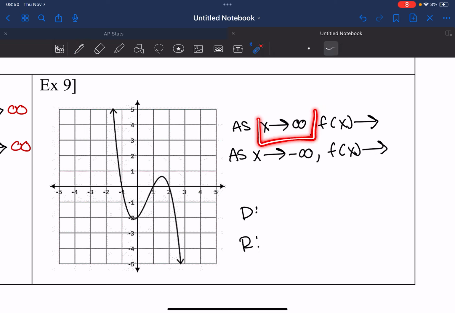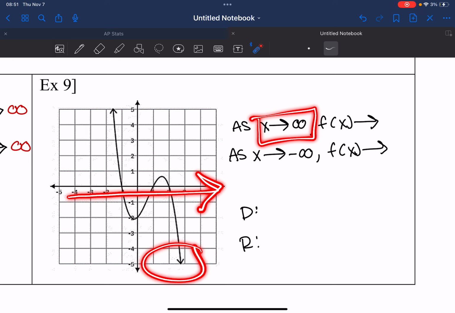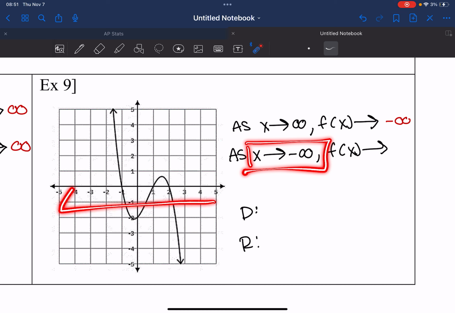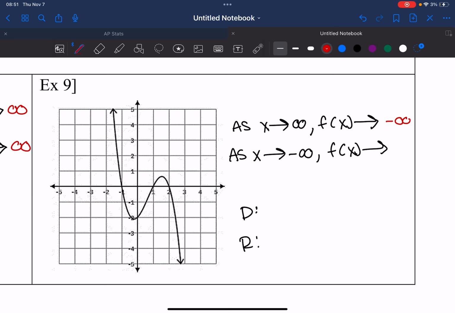Looking at positive infinity, that's going to the right side. As I go to the right, I look at the closest endpoint, which is this one. It's going down, so I say that it's going to negative infinity. And then as x approaches negative infinity, it's going to the left. So I'm now looking at the endpoint that is going up. So we say that as x approaches negative infinity, f of x approaches infinity. And since our arrows are going in separate directions, we would say our range and our domain is both all real numbers.